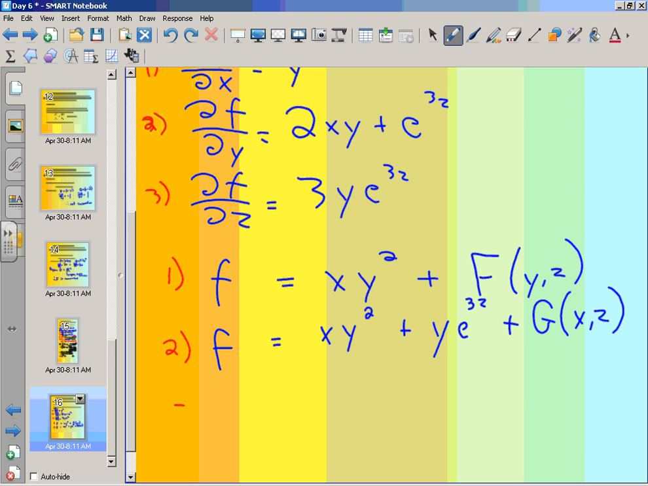And then from 3, that would tell us that f equals y e to the 3z plus some function of x and y.